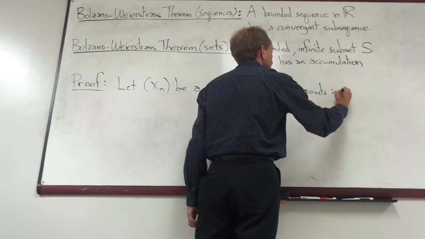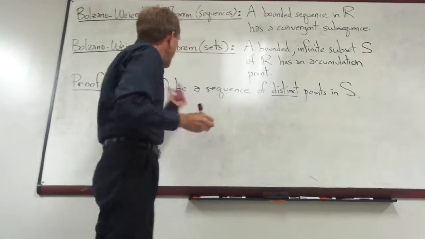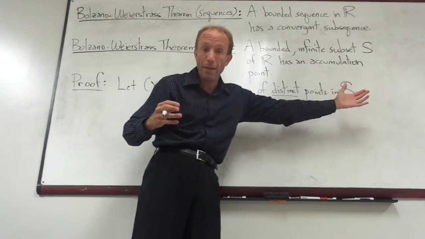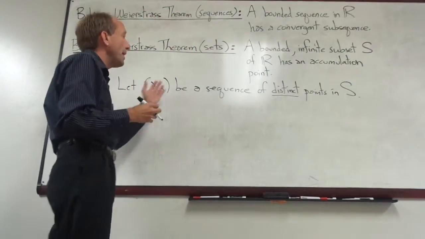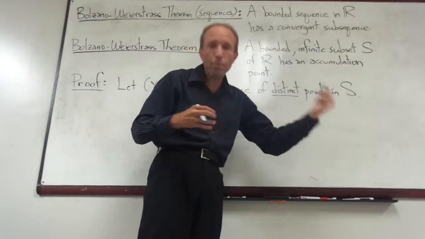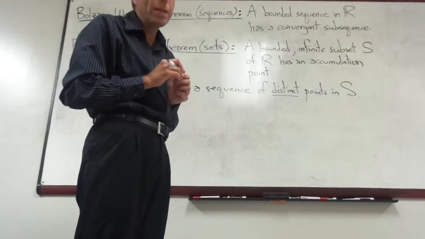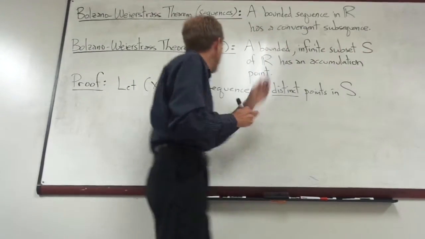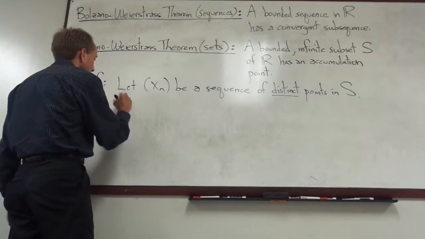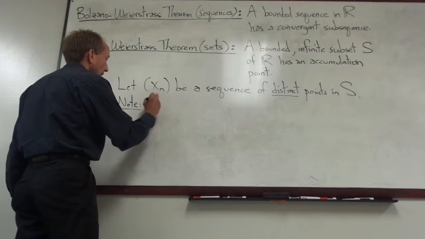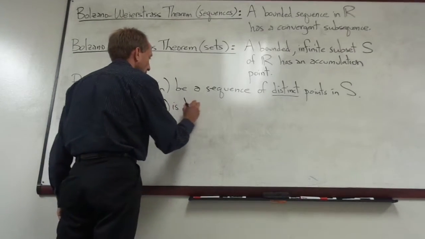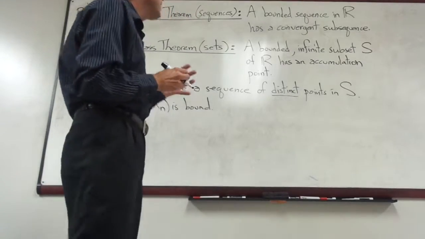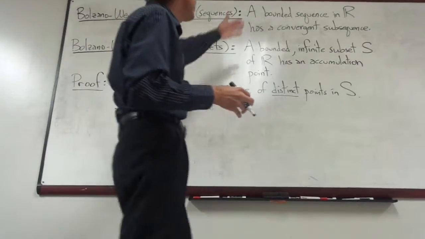in S. Call it xn. Right away, we're using the fact that S is infinite. If S was not infinite, we couldn't make a sequence of distinct points like this. So we have a sequence, and remember that S is bounded, so xn is also bounded because xn is inside of the set S. So xn is bounded.